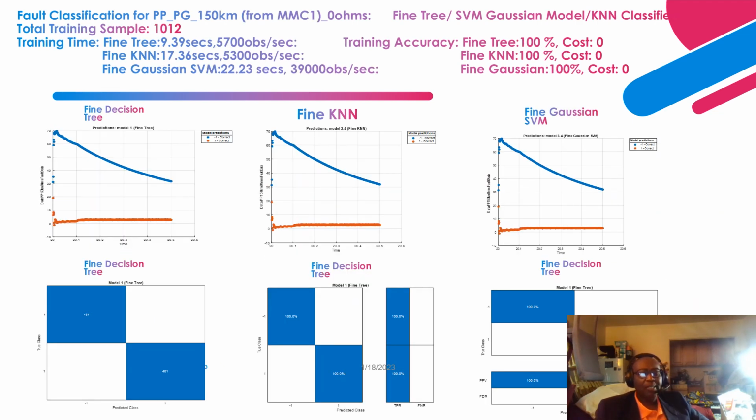Next is another typical confusion matrix. This time it's between a pole to pole and a pole to ground fault at 150 kilometers from the onshore MMC with a fault resistance of 0 ohms. I'm utilizing three machine learning algorithms: fine tree, fine KNN, and fine Gaussian support vector machines. As you can see, the training accuracy I obtained from all three algorithms is 100%. It means that all these algorithms were able to predict their actual data 100% accurately.